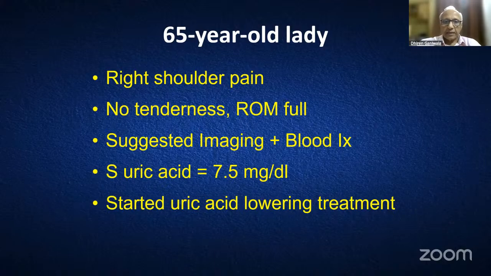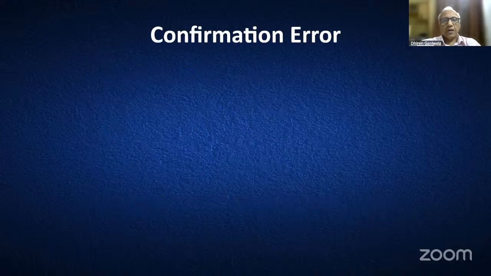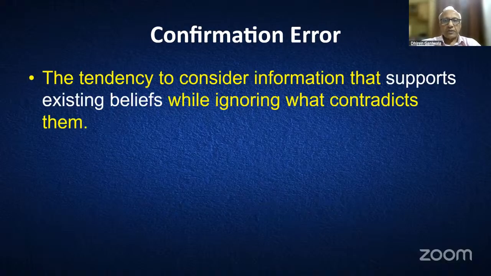So this is again a thinking error. When you ask for an investigation, the first mistake is that without putting forward a differential diagnosis, you just ask for a broad set of investigations. And in that, one of the reports is slightly abnormal. And then you attribute the pain to that condition. Here, we call it hyperuricemia, leading to gout. So that's the wrong thinking pattern. This thinking trap is called the confirmation error. That's the tendency to consider information that supports an existing belief while ignoring what contradicts it.